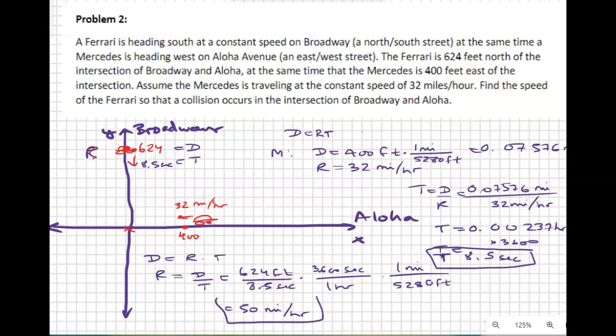Okay, so this is what the problem is asking for: find the speed of the Ferrari. Okay, there we go.